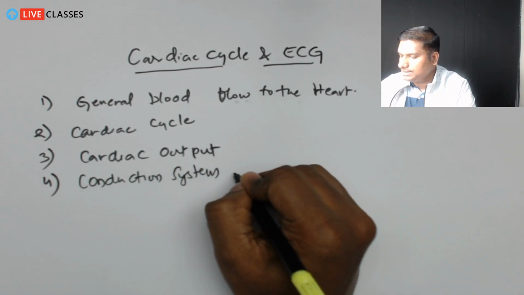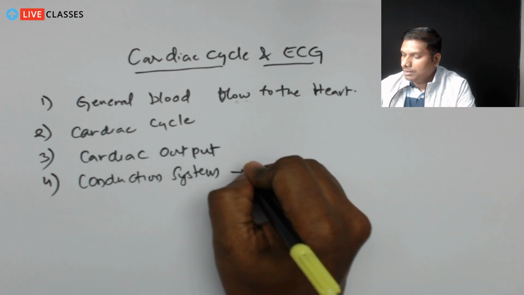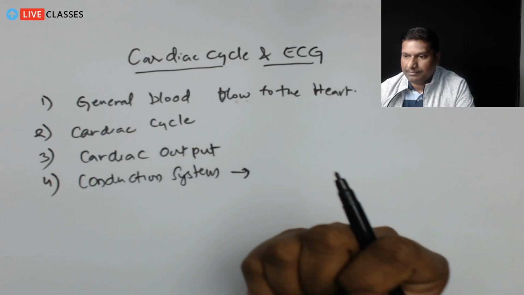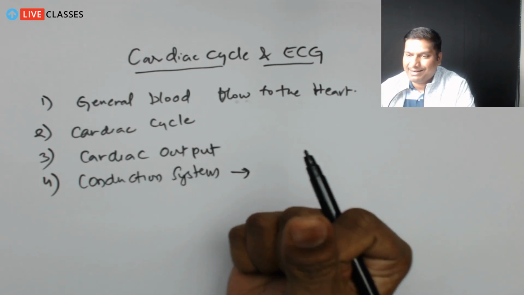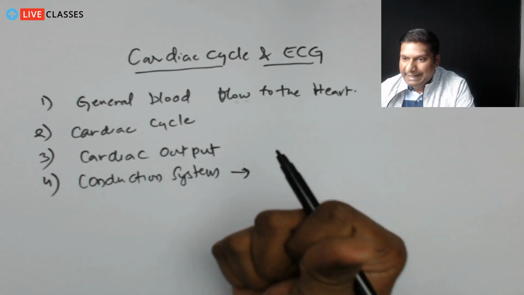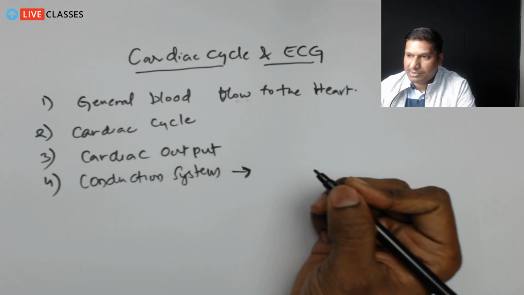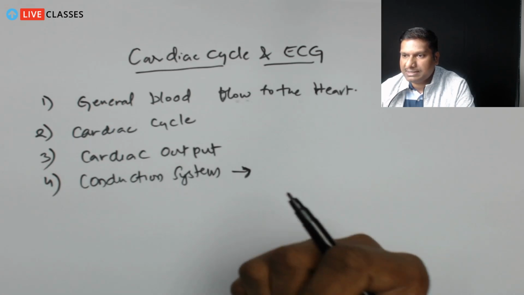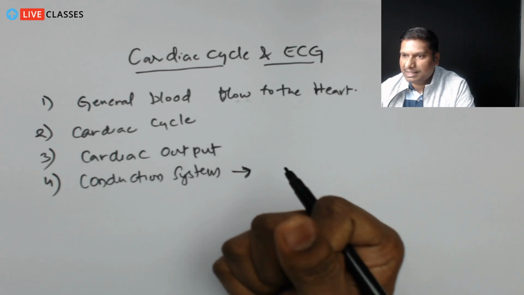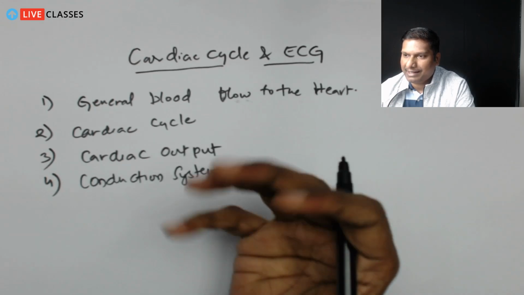The conduction system is basically, the heart is a pump which is contracting and relaxing constantly to pump the blood. So it needs constant electrical signals, because every activity in our body needs nerve impulses or nerve signals, and in the same way even the heart needs electrical signals to contract and relax.